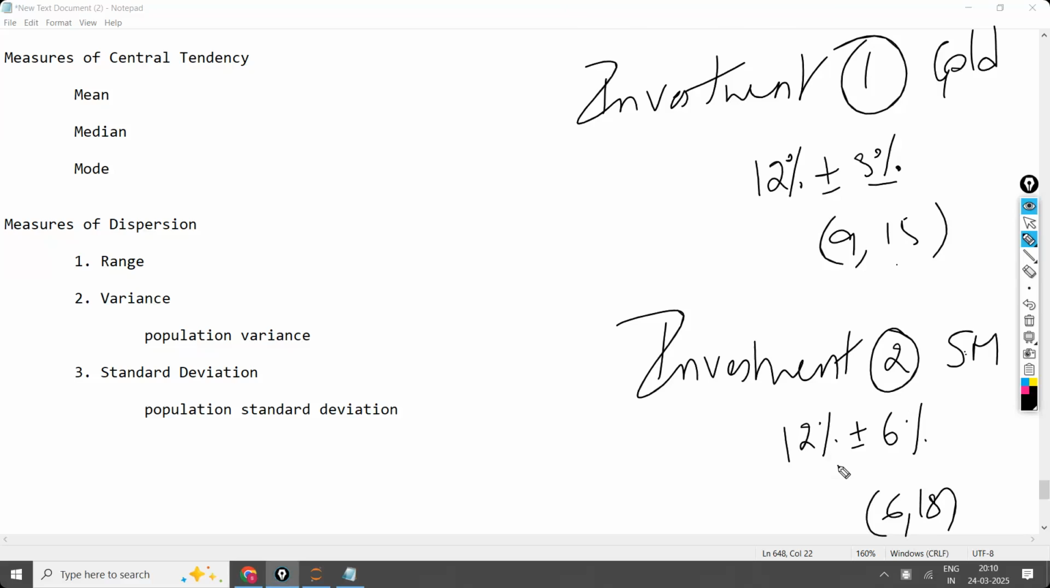Whereas bank fixed deposits are there. For example, a bank fixed deposit is 7%. What is the standard deviation for this one? It means 0. On the day when you are doing the fixed deposit, whatever the interest rate is on that day has to be carried forward only. It cannot be modified. None of them can modify that one.